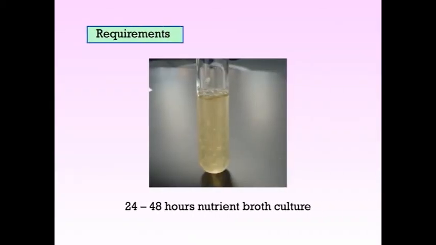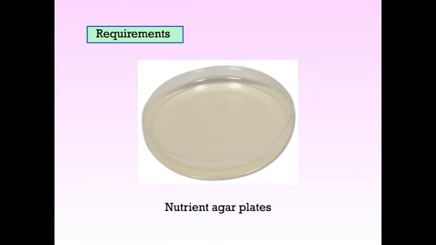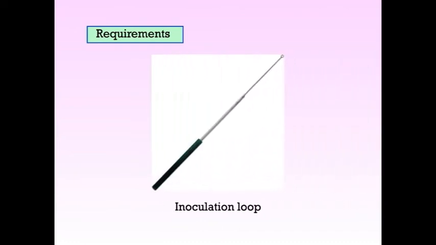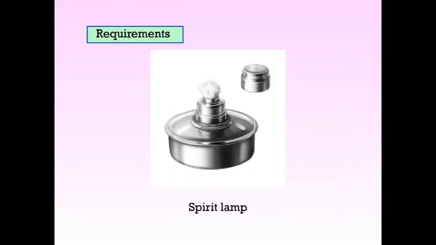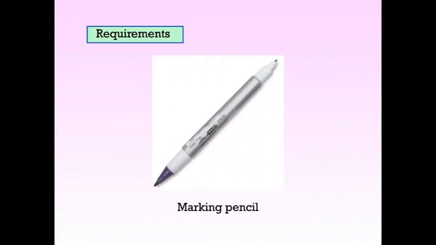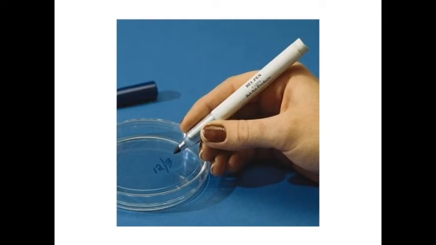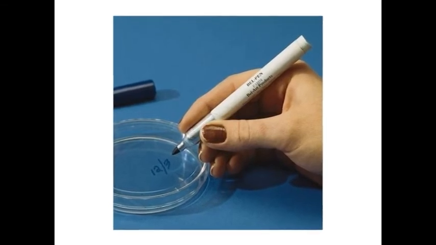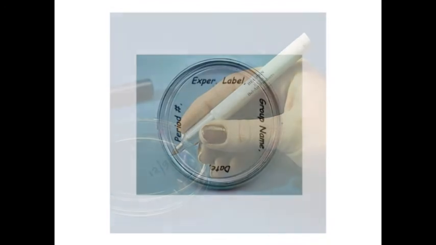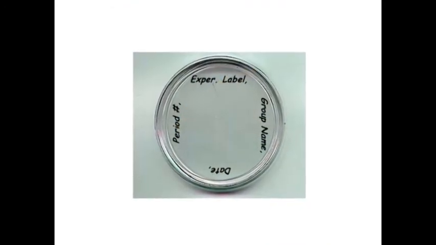So now coming to requirements. The first one is 24 to 48 hours nutrient broth culture, then the nutrient agar plates, inoculation loop, spirit lamp, marking pencil, etc. In the procedure, petri plates containing nutrient agar medium are labeled on the bottom with the name of the organisms to be cultured.